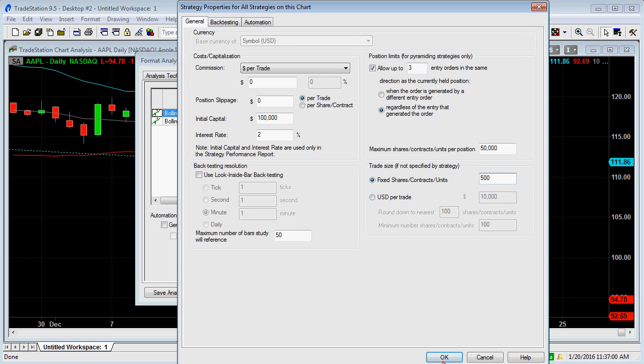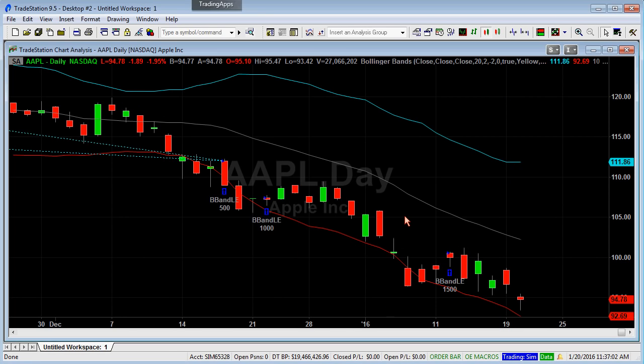Let's see how that looks on the chart. Click OK, and OK, and there it is. You can see now we have another signal that says 1,000. Now we have another signal that says 1,500. That's called pyramiding, where the strategy is continuously meeting the same condition over and over, and it's just increasing your position size as the condition remains true.